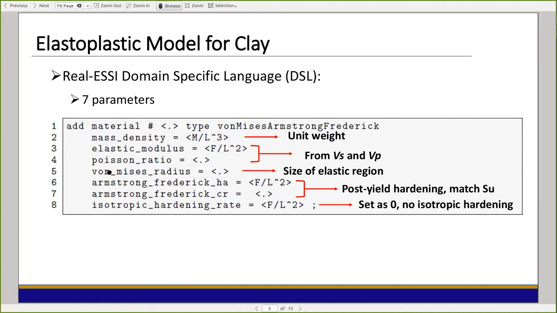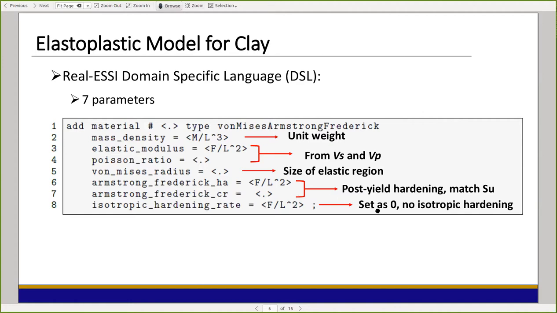Also we have a parameter for von Mises radius that I mentioned before, which controls the size of the elastic region. And we also have the 2 parameters, Armstrong-Frederick HA and Armstrong-Frederick CR, that you need to calibrate to control the post-yielding hardening behavior, and also to match the undrained shear strength of your soil. And there's an additional parameter, which is the isotropic hardening rate. For the modeling of soil, we generally find that isotropic hardening is not that realistic and useful.